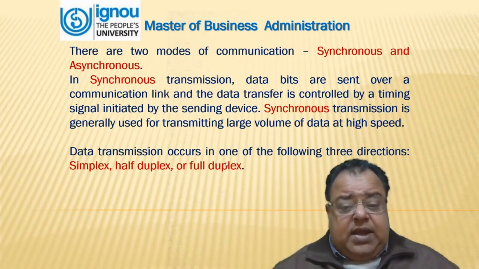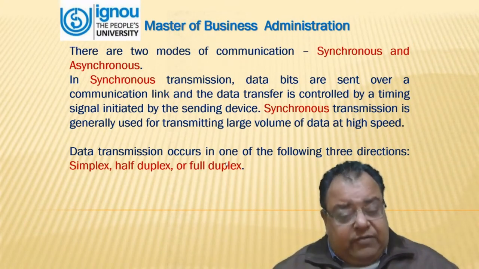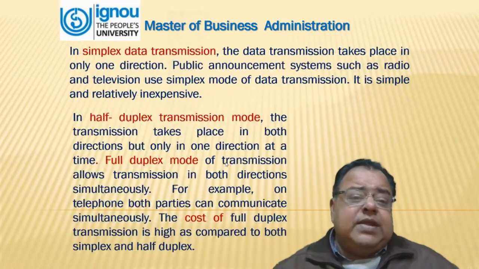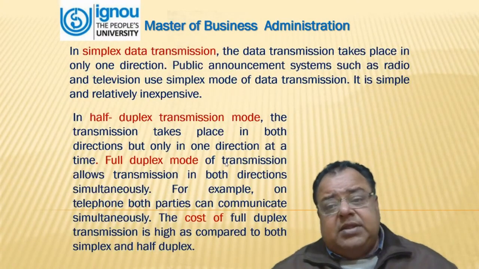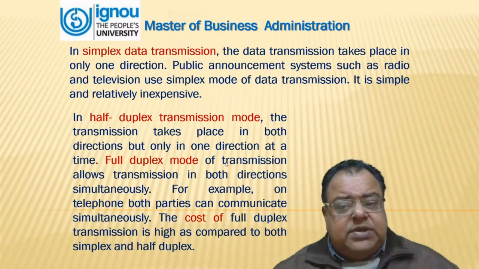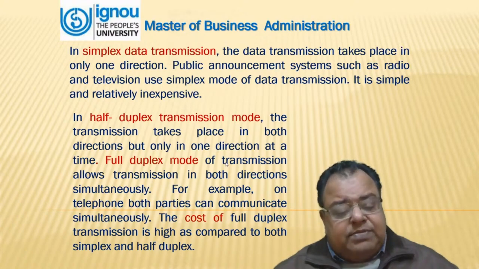Data transmission occurs in one of the following three directions: simplex, half duplex, or full duplex. In simplex data transmission, the data transmission takes place in only one direction. Public announcement systems, such as radio and television, use simplex mode of data transmission. It is simple and relatively inexpensive.